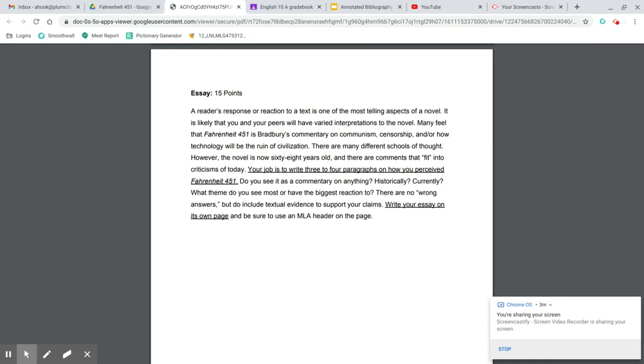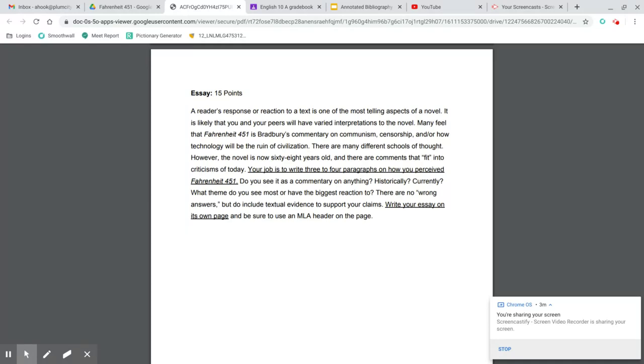And as it states here, a reader's response or reaction to a text is one of the most telling aspects of a novel. It is likely that you or your peers will have varied interpretations of the novel. Many feel that Fahrenheit 451 is Bradbury's commentary on communism, censorship, and/or how technology will be the ruin of civilization, or how it has ruined civilization. There are many different schools of thought. However, the novel is now 68 years old, and there are comments that fit into criticisms of today.